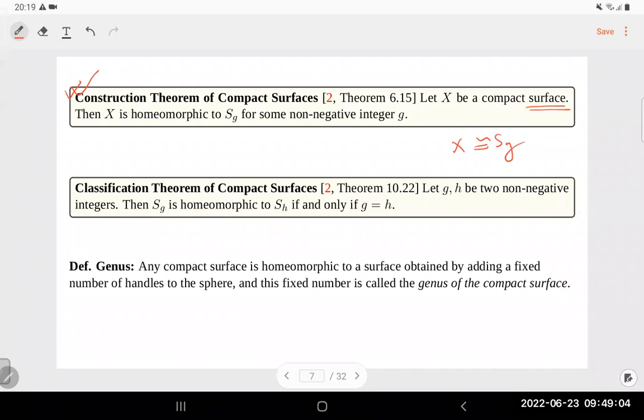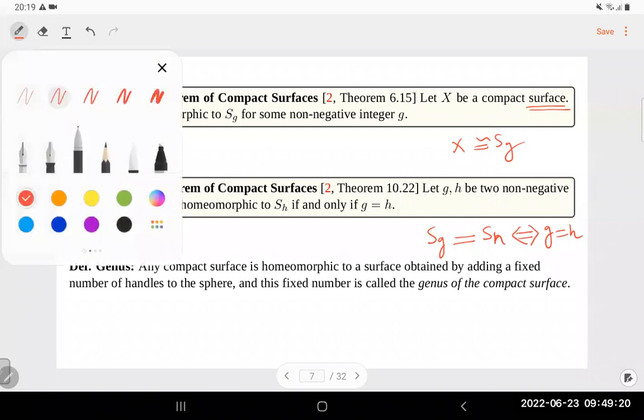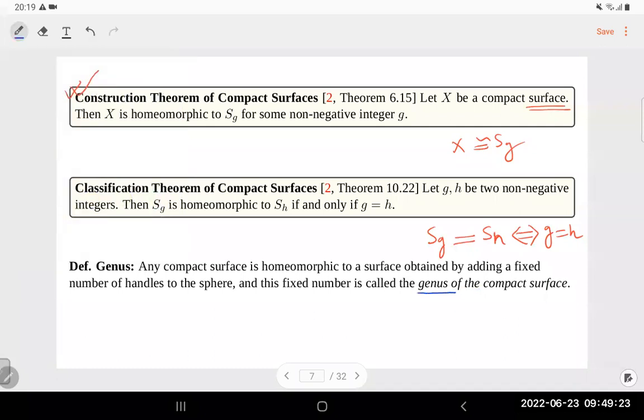So this theorem says that if you are given SG and SH, then SG is homeomorphic to SH if and only if G equals H. So the number of handles completely determines a compact surface. And this number is called the genus of the compact surface. So if you are given a compact surface, you just need to know the number of handles of this surface. That is enough to determine this surface up to homeomorphism.